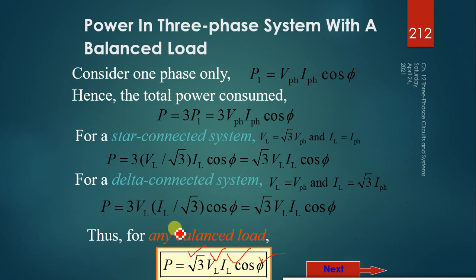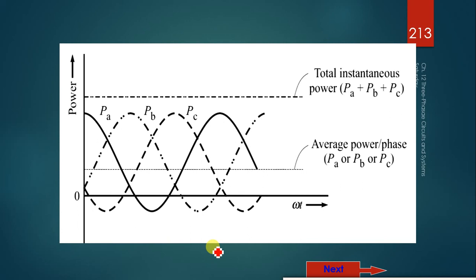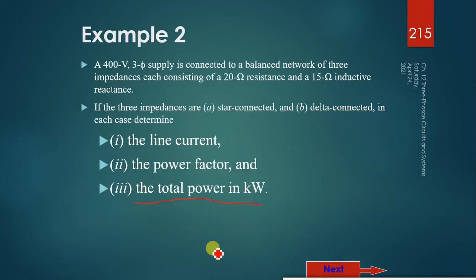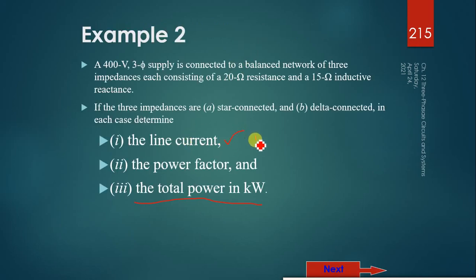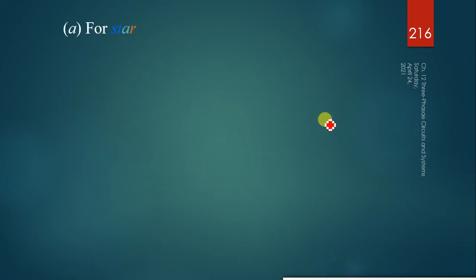We have to calculate total power in this case also, right? For the star connected load, what is the first question that is asked? Line current, IL, is asked. IL is equivalent to I phase in the case of a star connected network.